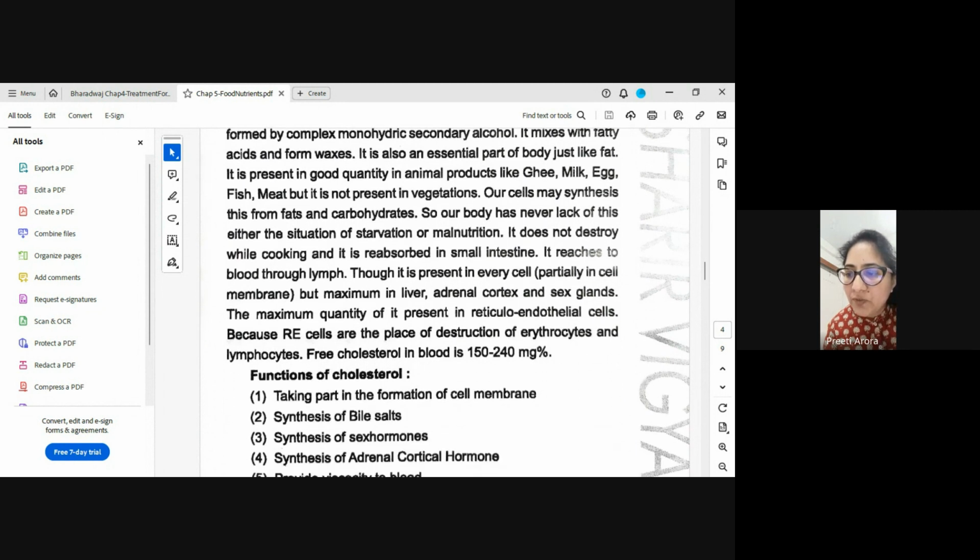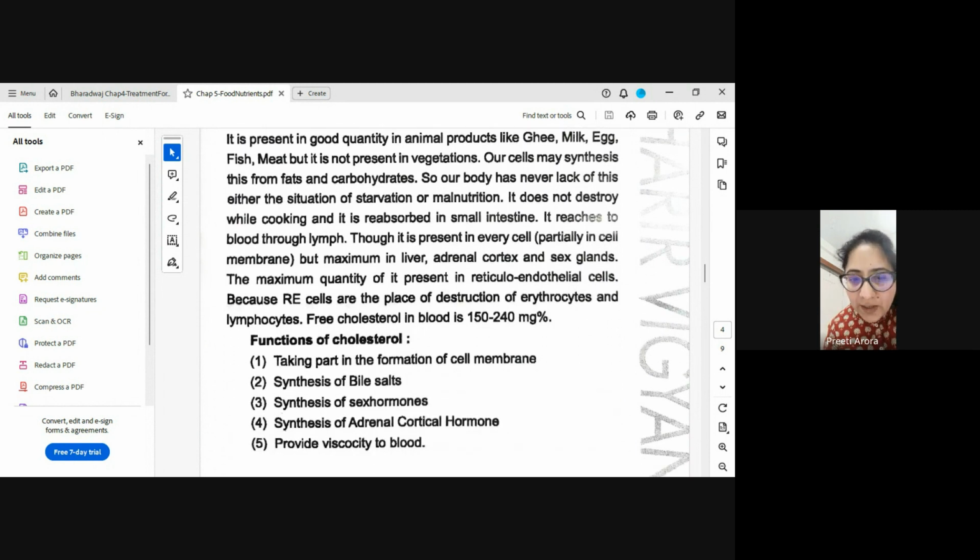So the majority of it is found in the reticuloendothelial cells, because this is the place where the destruction of erythrocytes and lymphocytes is taking place. Erythrocytes were the red blood cells that we had talked about in the previous chapters. Cholesterol is not that bad. It becomes bad only when it is found in excess in your body.